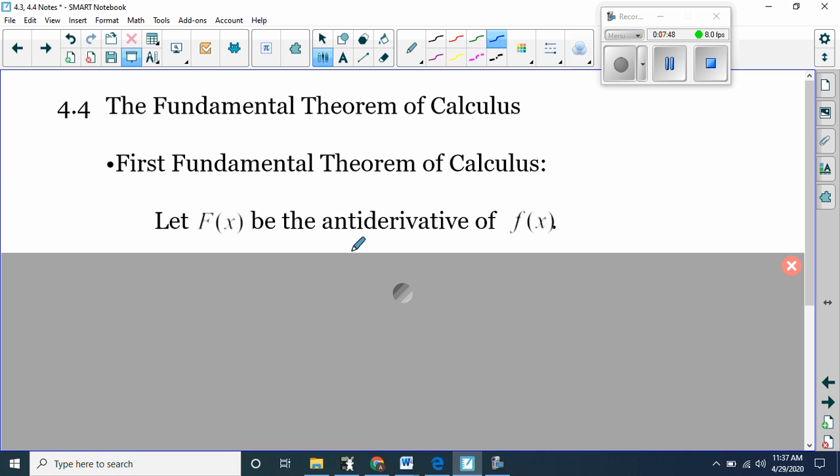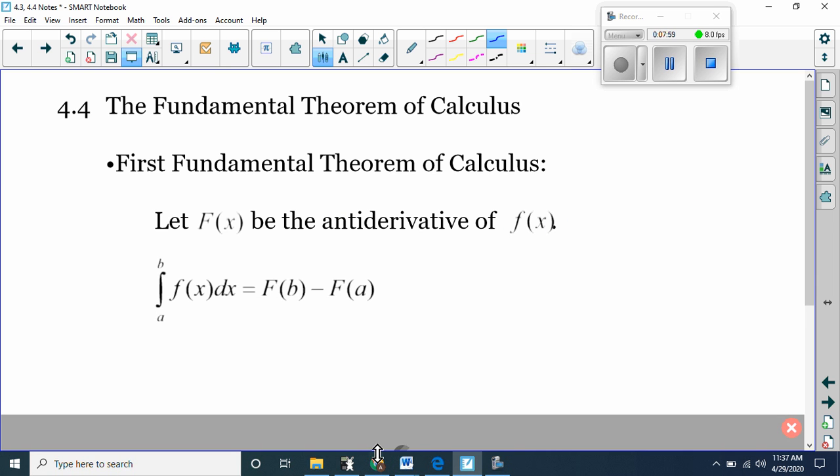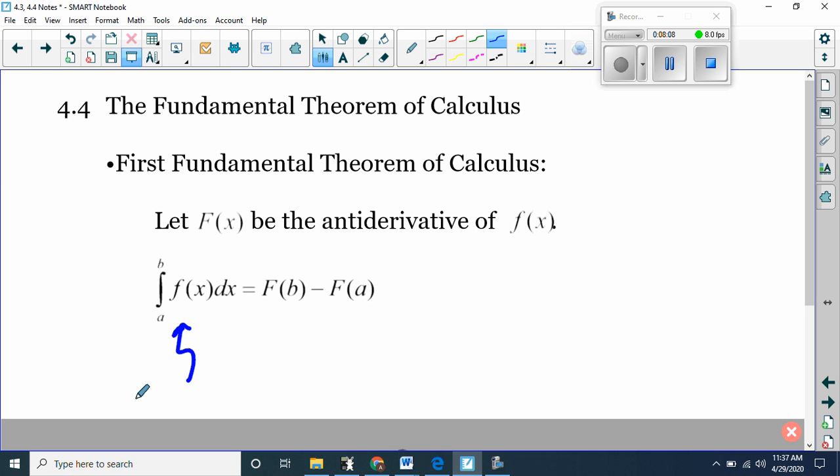It says, let capital F of x be the antiderivative. Antiderivative is the same thing as integral of little f of x. And we can evaluate the integral from a to b of little f of x dx, which is going to give you the area under a curve, by first finding the integral, getting the integral would be a capital F, and then taking F of b, so plugging in the top value, plugging in the bottom value, and subtract.